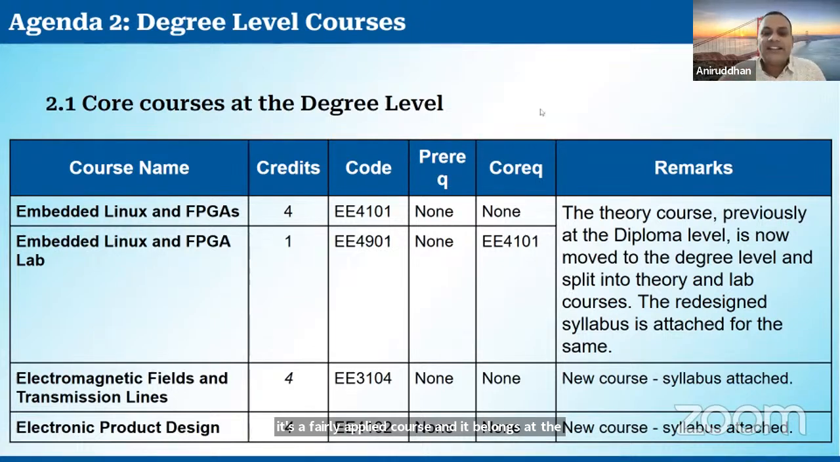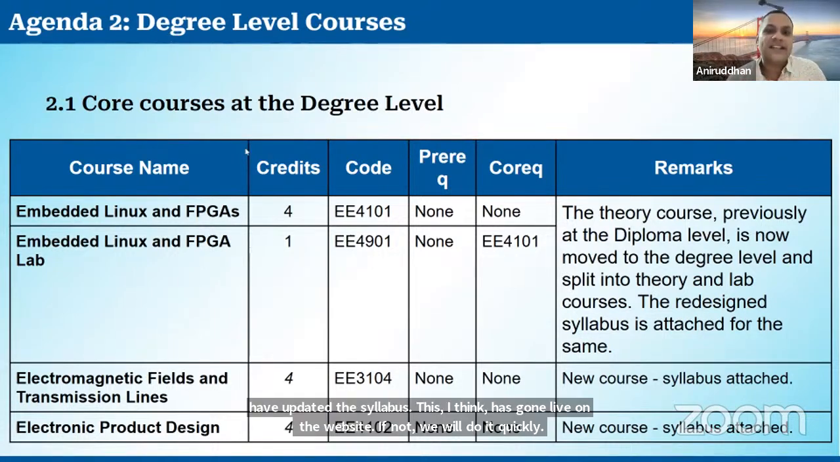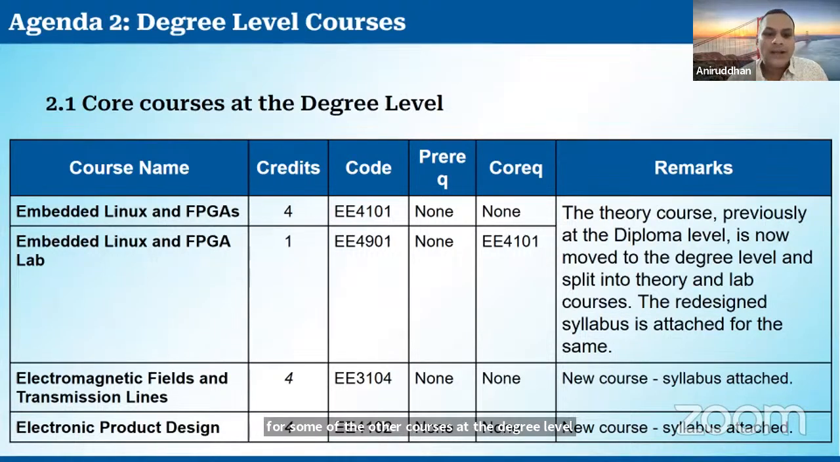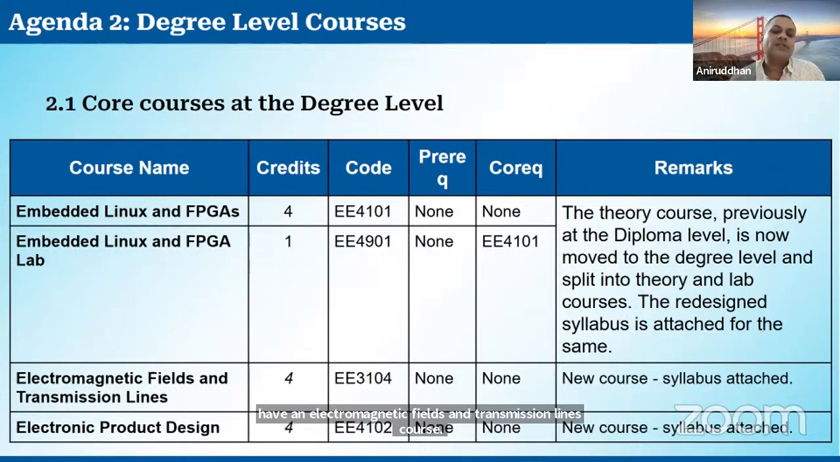We have updated the syllabus. This, I think, has gone live on the website. If not, we will do it quickly for some of the other courses at the degree level. We have an electromagnetic fields and transmission lines course. We have an electronic product design course that was announced earlier. The syllabus will be posted. Next slide, please.